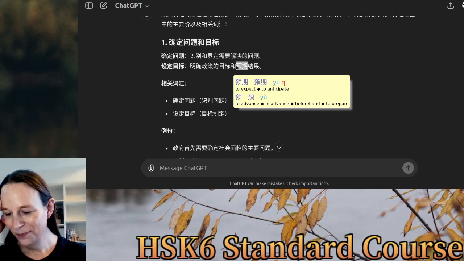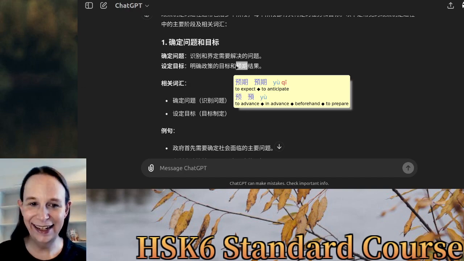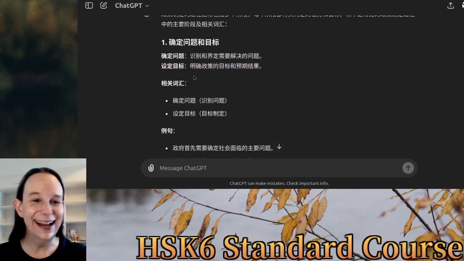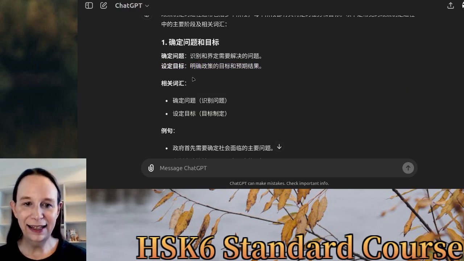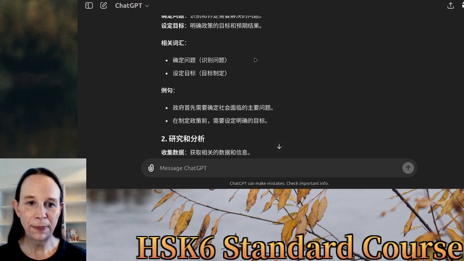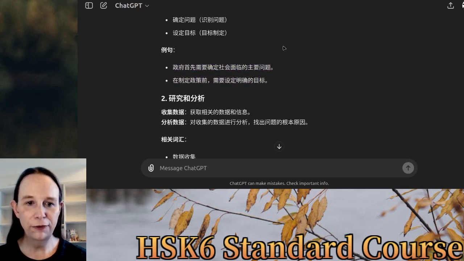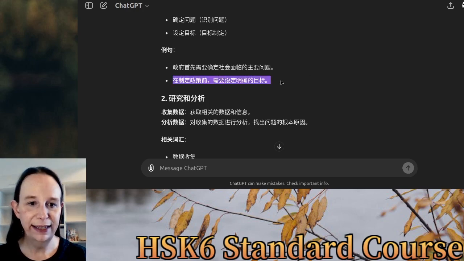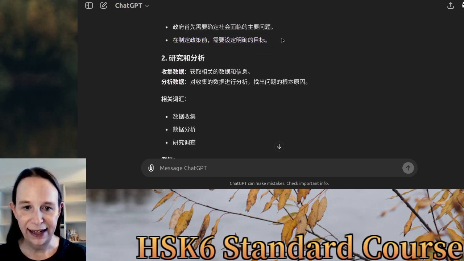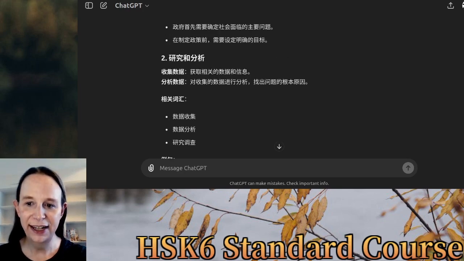OK，明确政策的目标和预期结果。This is ChatGPT, isn't it? We studied 预期 because we studied 预期 not that long ago. It sneaks it in conversation. And if you're not paying attention, you don't realize you're revising. 预期结果. All right, so we're clarifying the policy objectives and anticipated results. 确定问题，识别问题。All right, so stage 1, that's fine. 政府首先需要确定社会面临的主要问题。在制定政策前，需要设定明确的目标。All right, next is 研究和分析, research and analysis.